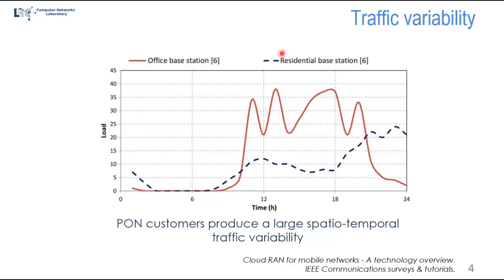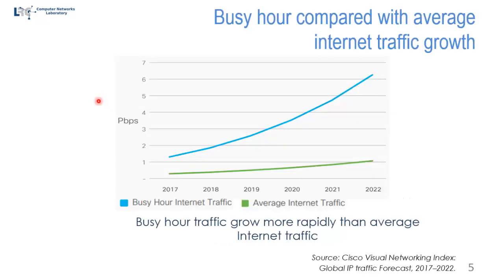Moreover, the peak of the traffic load can be even 10 times higher than the lowest traffic of the day. Thus, the traffic distribution varies depending on the area and the time of the day. Moreover, the busy hour traffic continues to grow more rapidly than the average traffic. According to the Cisco forecast in 2022, the peak traffic load can be 6 times higher than the average traffic.